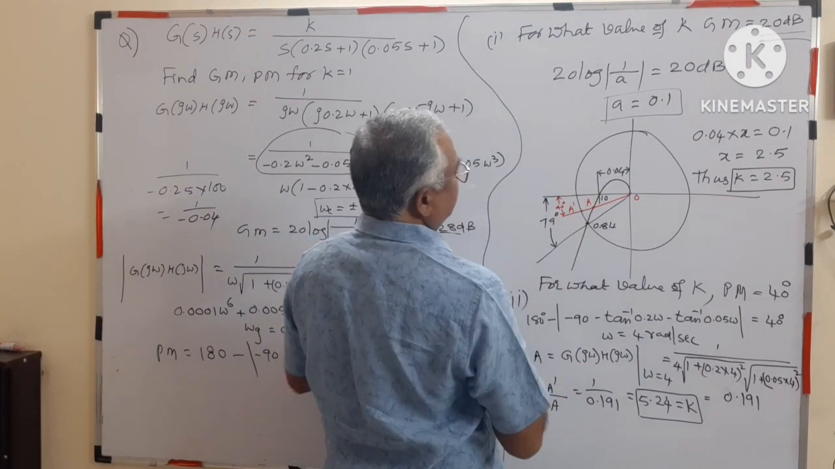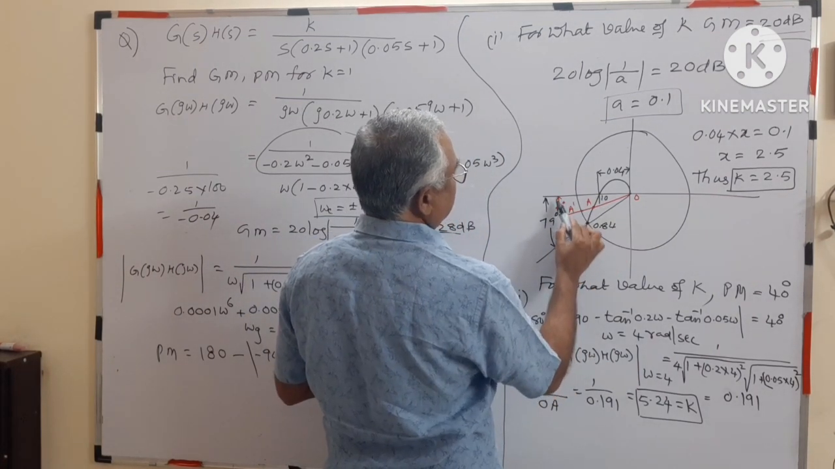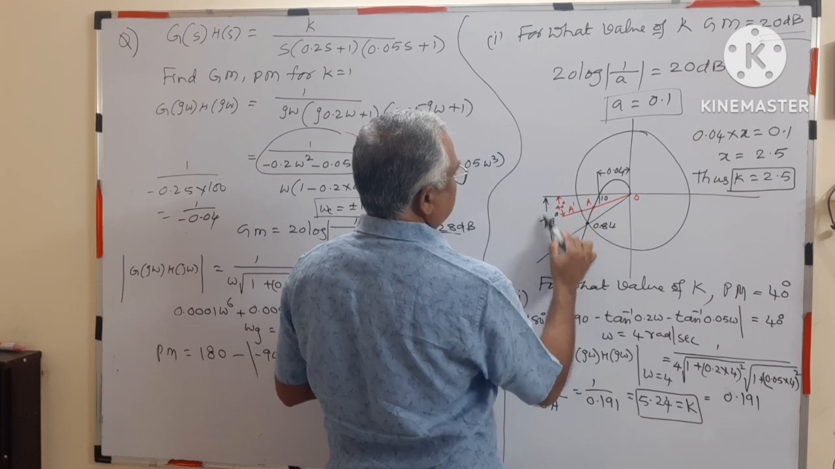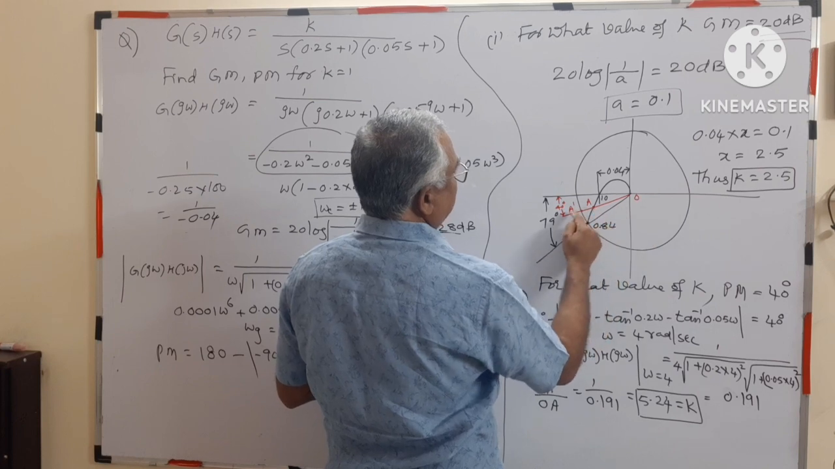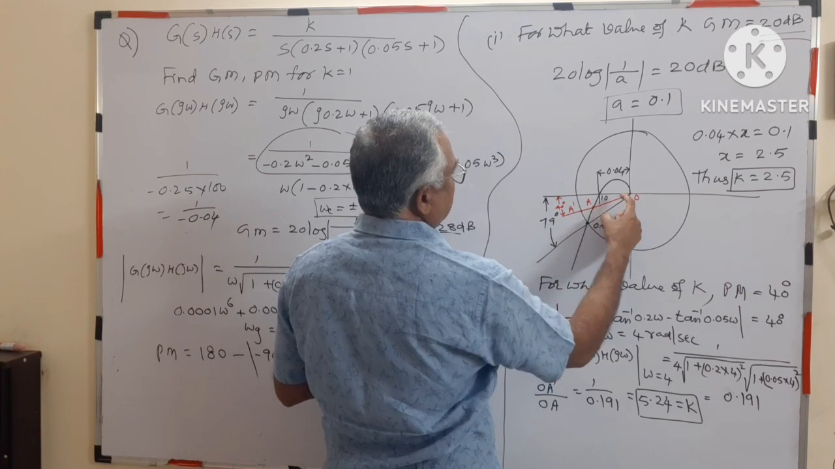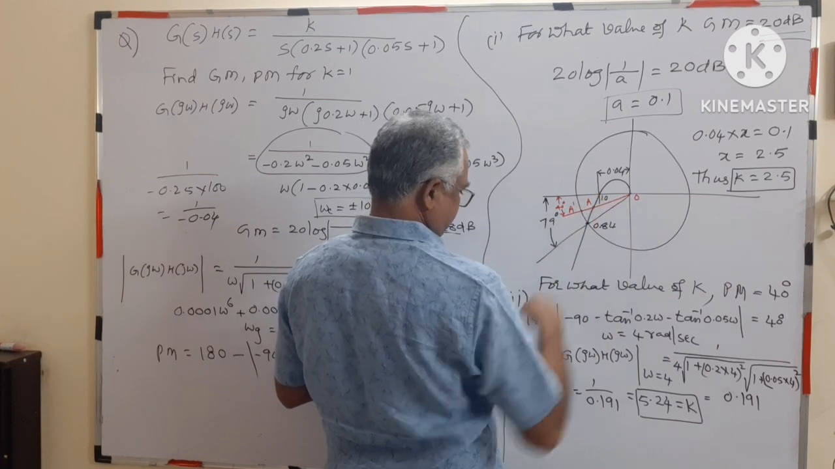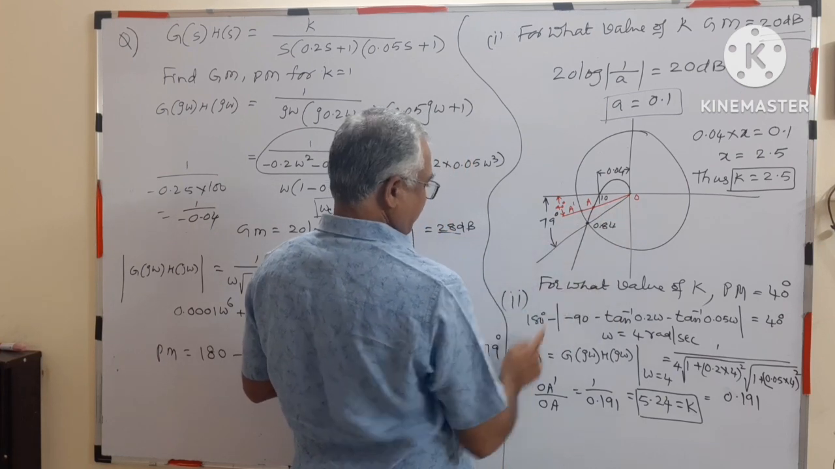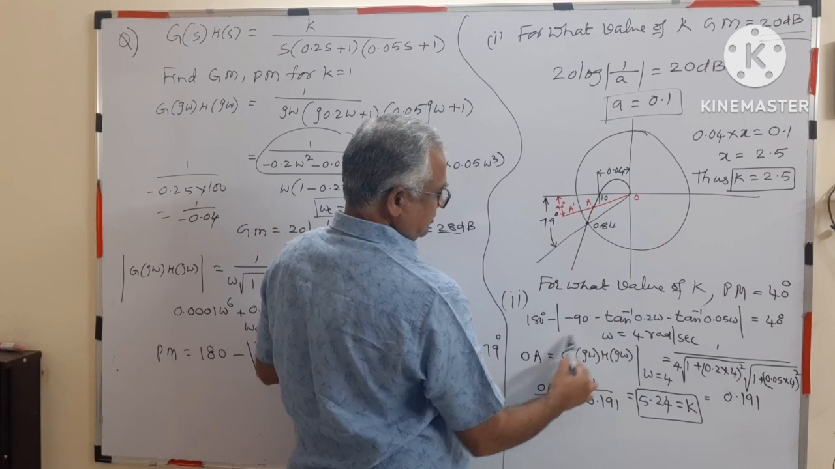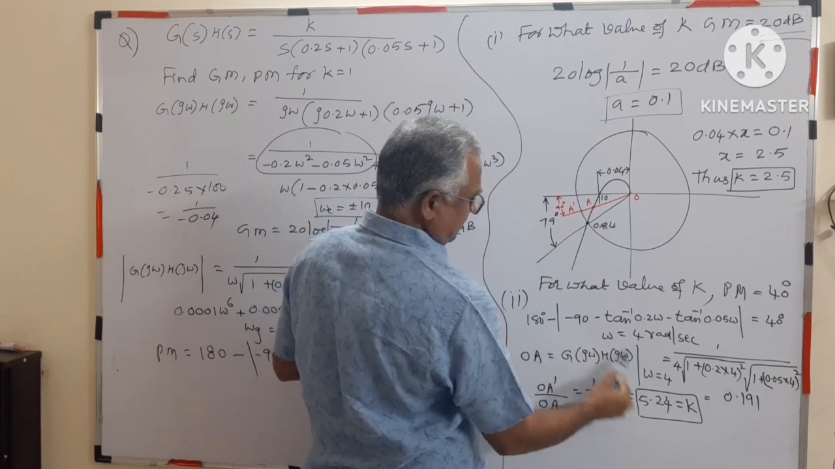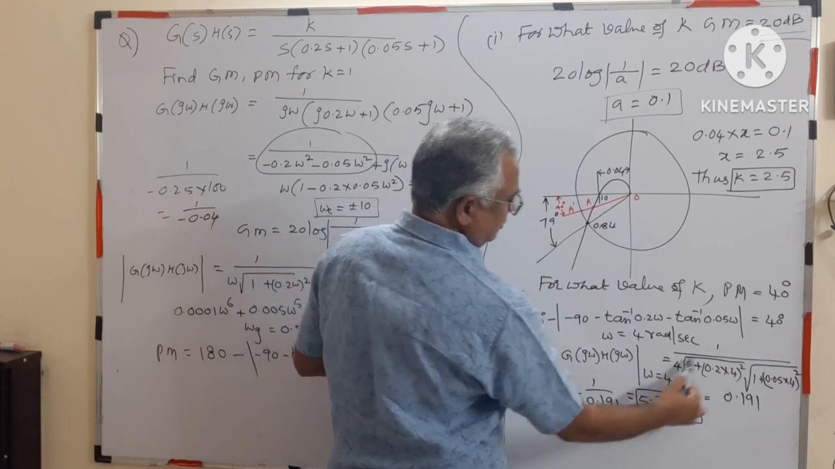So on the red line here, you should get 40 degrees. Previously 79, now it should be 40. So this is OA, this is OA prime. So what is the factor? It should increase. Now find out OA first. OA means this distance. So G(j omega) H(j omega) at omega equal to 4. Simplify.